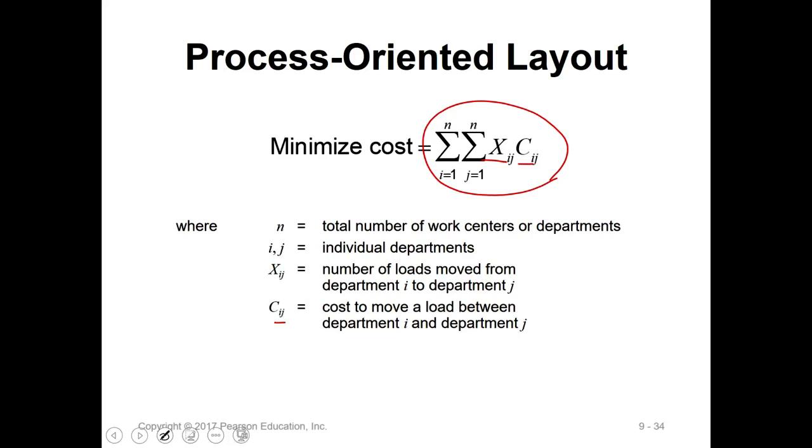So in the process-oriented layout, you want to make sure to minimize the cost of moving. So the cost of moving includes two pieces of information. One is how many loads you want to move. Another one is how much it costs if you move one part.